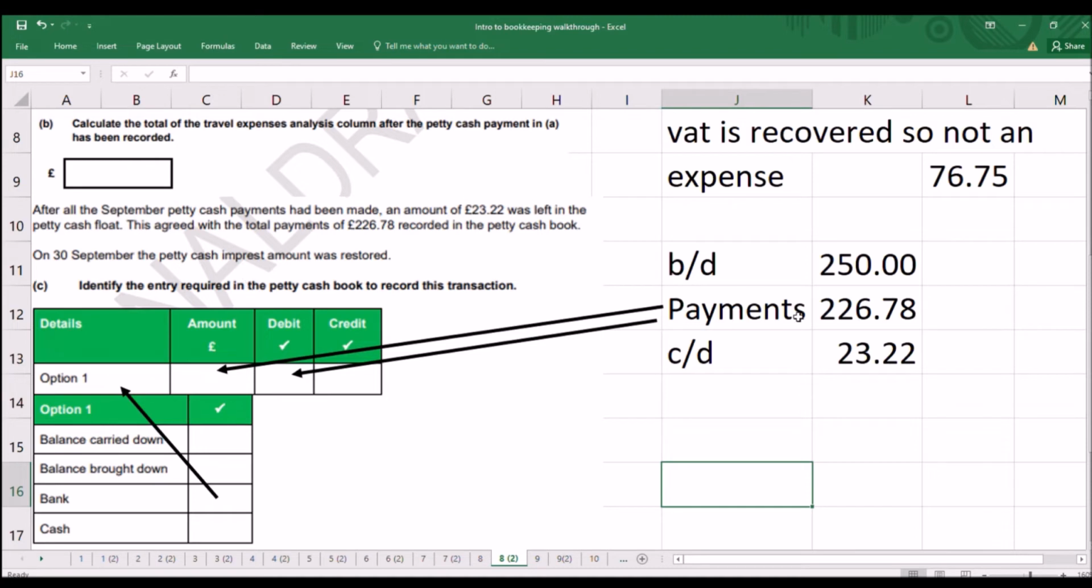So what you do then is you just say, well, right, the amount that was at the end was £23.22. The payments were £226.78. So what we started with at the start of the year was £250. So that is the imprest float amount here. So we're going to put into here, it must be credit bank, debit petty cash, £226.78.